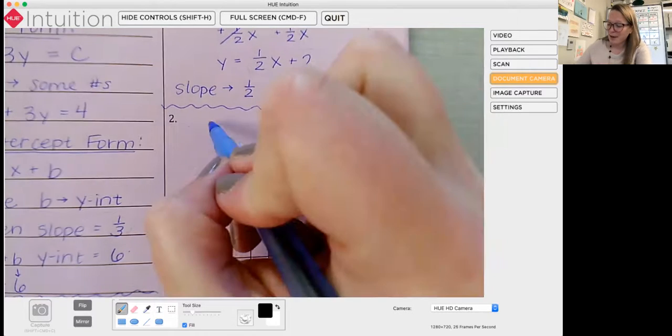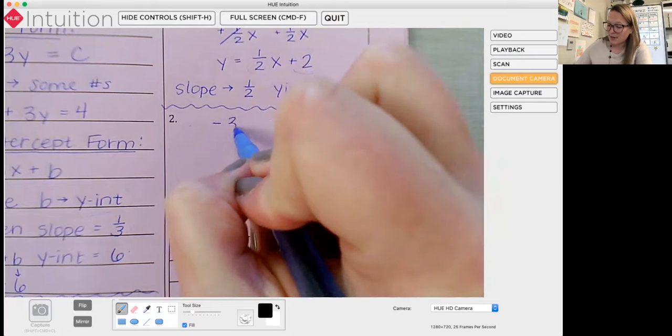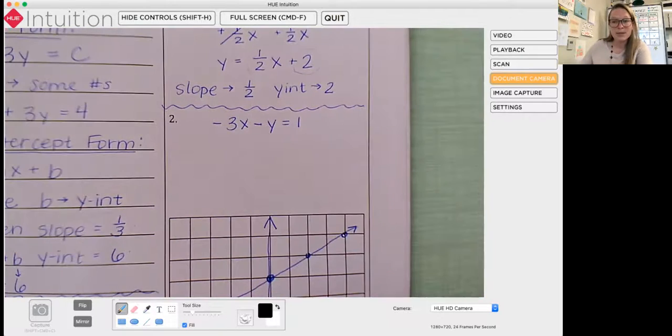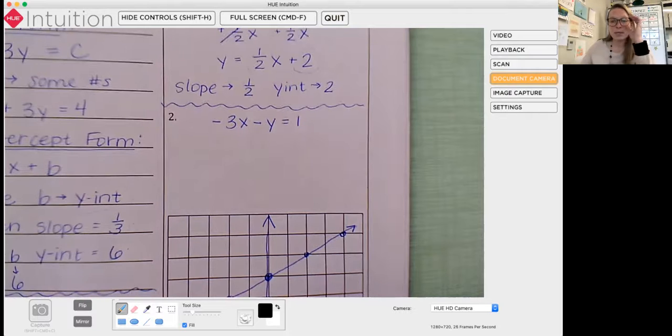So our next example is negative 3x minus y equals 1. So right now, if you want to pause, try this on your own, please do that. And if you actually paused it, now we'll go over the answer. If you didn't actually pause it, we'll go through and talk about this, but you should have paused it and tried it on your own.